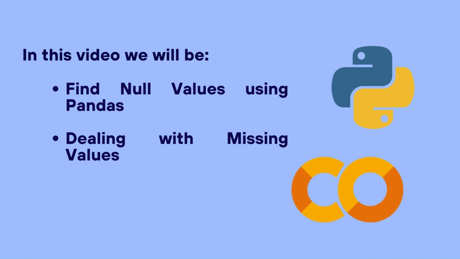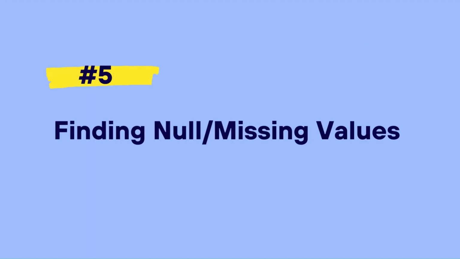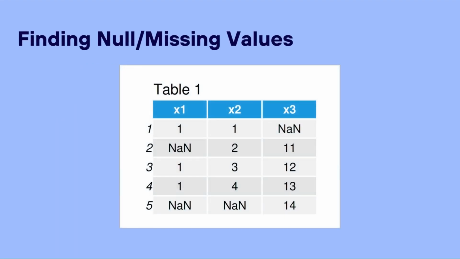First, finding null or missing values. How can we find null or missing values? But before that, what are missing values, or what is the definition of a missing value? When dealing with datasets in Pandas and Python, missing data is data that is not present in the dataset at hand, and they're usually represented as NaN values.